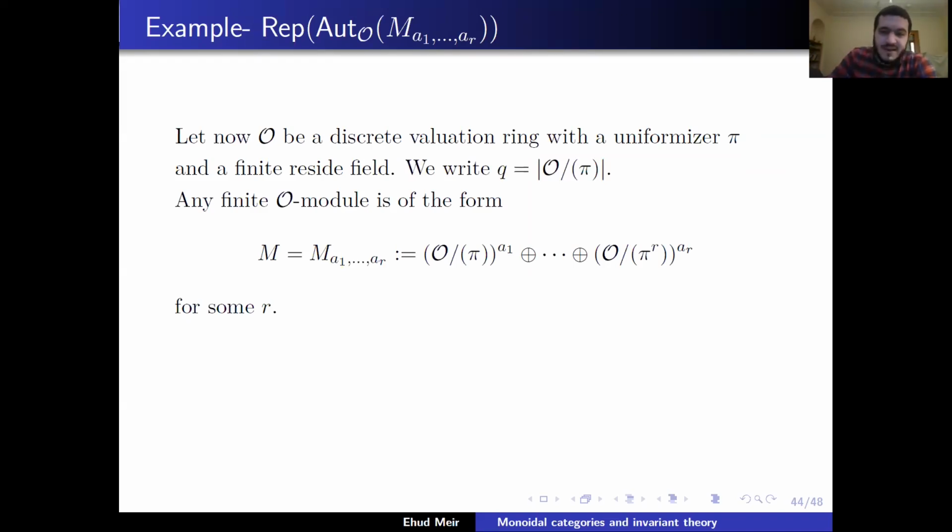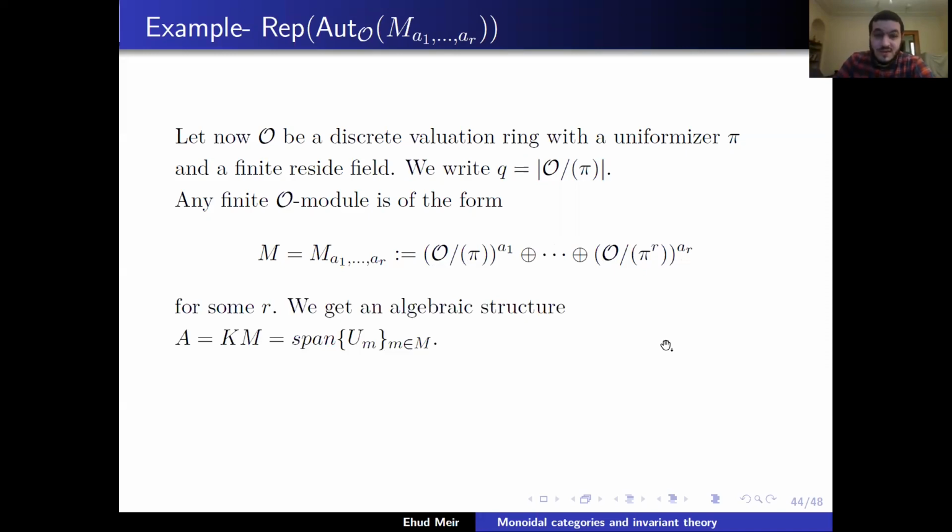And then we know that any finite O-module is of the form, by the fundamental theorem of modules over a PID, O mod pi to the a1 plus up to O mod pi to the ar, for some r, where the a_i are just integers. So again, this is something that we can model as an algebraic structure in the way that we described here. So how do we do this? We can get an algebraic structure by taking A to be K[M], the span of u_M.